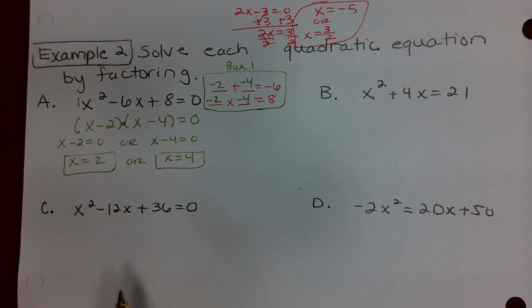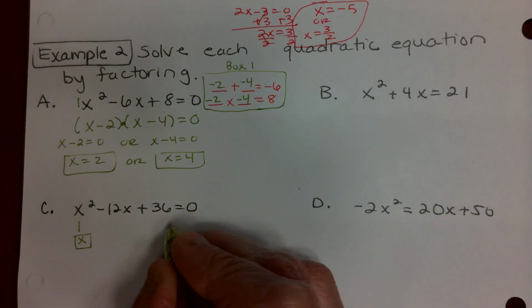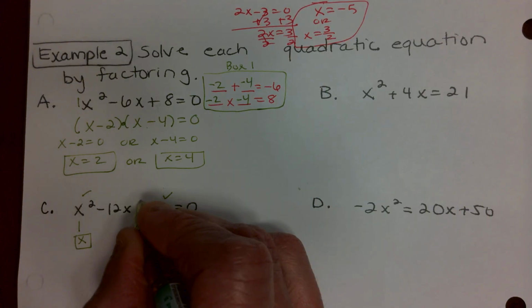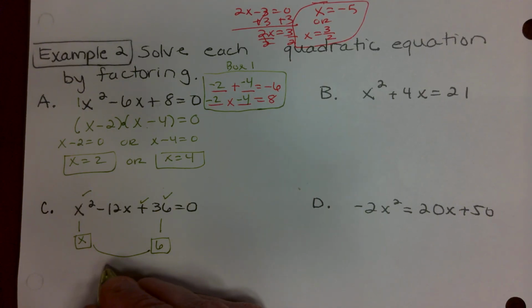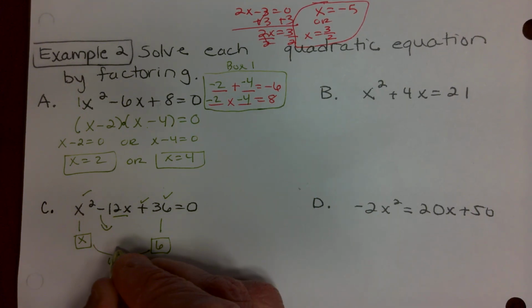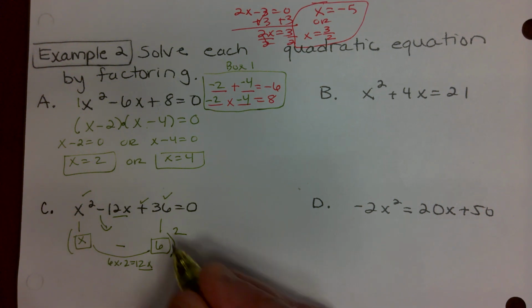Okay, this one. Oh, does anybody notice something? Is that a perfect square trinomial I see? Check, check. Plus sign, check. 6x times 2, 12x. Check. Put the nose in. Put the ears on, and the hat.